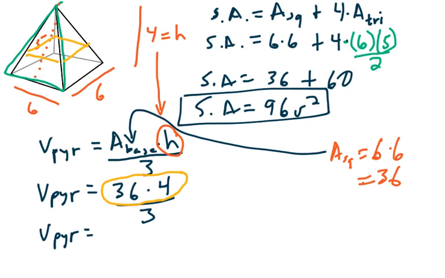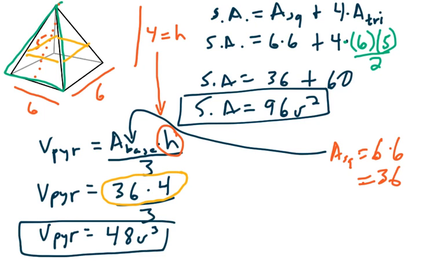It shrinks. So what we're going to get is 48 units cubed. So whatever the unit is, centimeters, meters, yards, feet, it would be 48 of those cubed. So there's how the volume of a pyramid works.